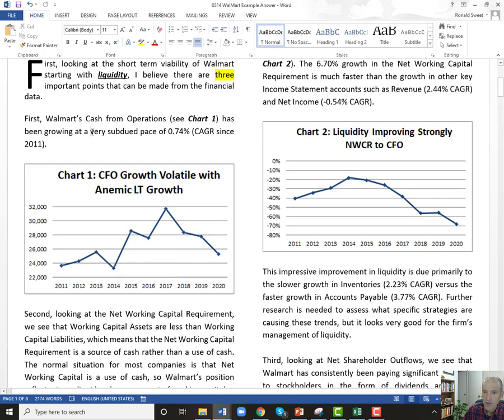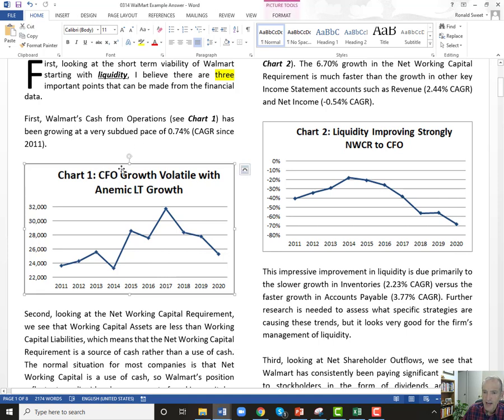You have to change these adjectives. Growing, I use very subdued pace. I had a student keep those terms, and their cash from operations were growing like 23%. So this has been growing at a very subdued pace at 24%. I will count off for that. That doesn't make sense. So go out and use the thesaurus and find a good term. I like to use the word subdued, anemic, strong. So use a word that really tells you what's going on here.